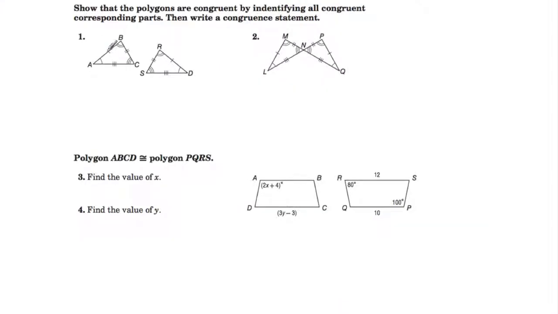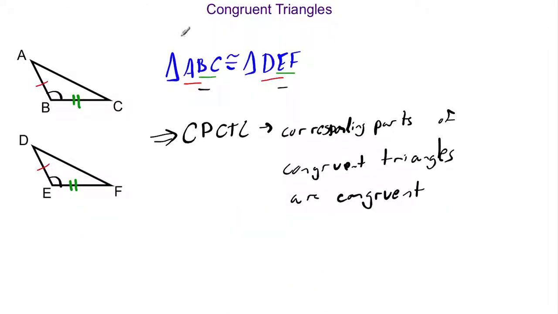All right, so let's look at some problems here. We want to show that polygons are congruent by identifying all congruent corresponding parts. And we want to write a congruent statement. A congruent statement, that is one of these: ABC is congruent to DEF.